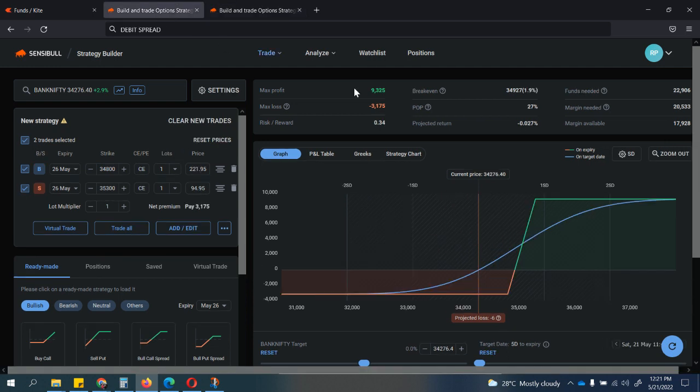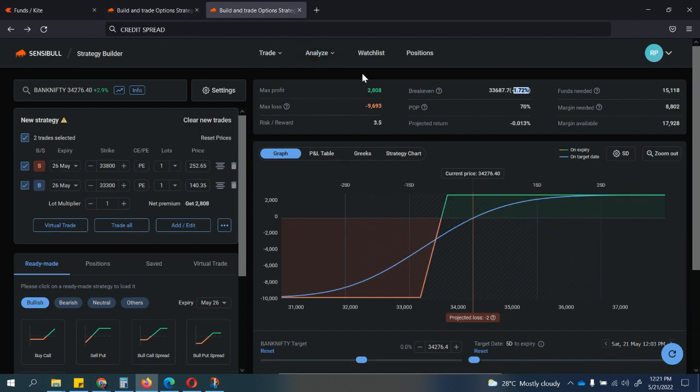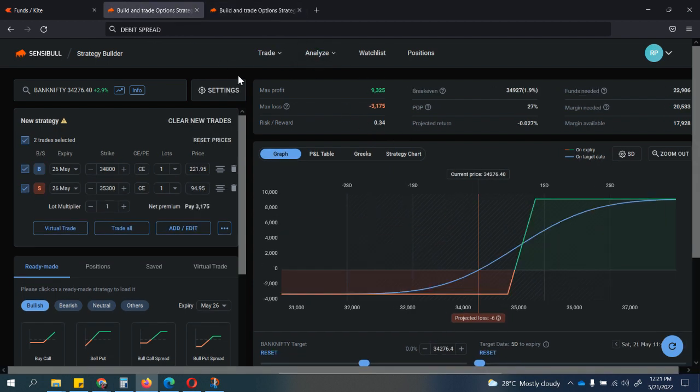We have seen all the examples, friends. I think this is sufficient for you to come to a conclusion whether you have to go for debit spread or you have to go for credit spread. It all depends on your view, your trading style, and what expectation of profit you have on the capital deployed.